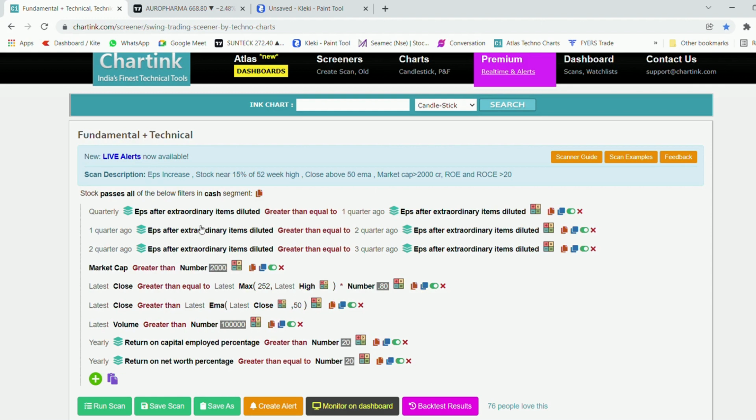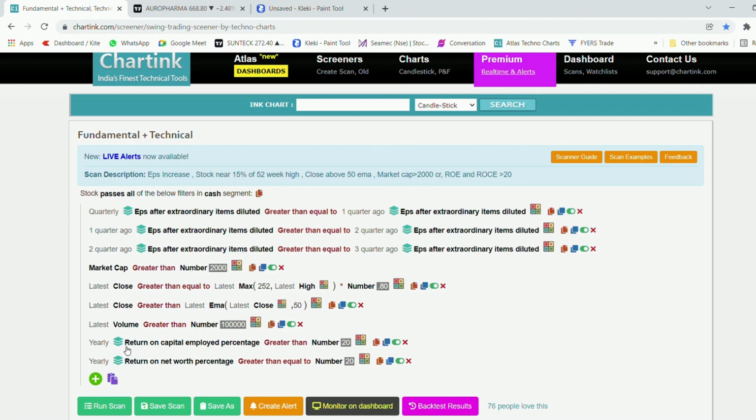The fundamental criteria that I have used in this screener is the increase in earnings per share of a stock. So I am looking for stocks where the earnings per share over the past 3 quarters has been increasing consistently. This is the first criteria. The second criteria that I have used is the ROC and ROE of a company should be greater than 20. One can change this number to 15 also.